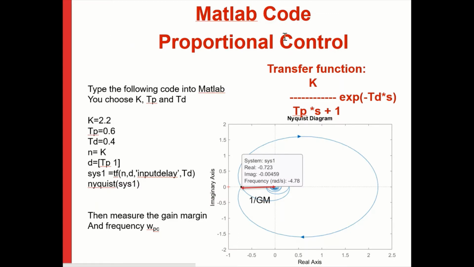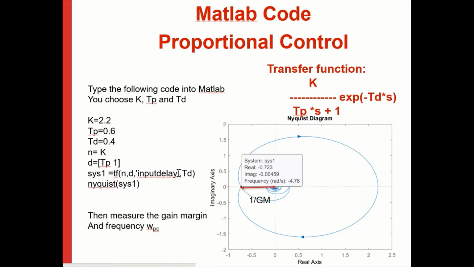Okay, so here's the Matlab code now for proportional control only. For my example, I'm going to assume my K is 2.2, TP is 0.6, and TD is 0.4. So I need to use those parameters to enter in the transfer function. I'm going to do that with the numerator as K, the denominator as TP 1, and then I use the TF command with ND, but I now use a special command called 'InputDelay', which is in quotes, and then comma TD with a time delay in there.